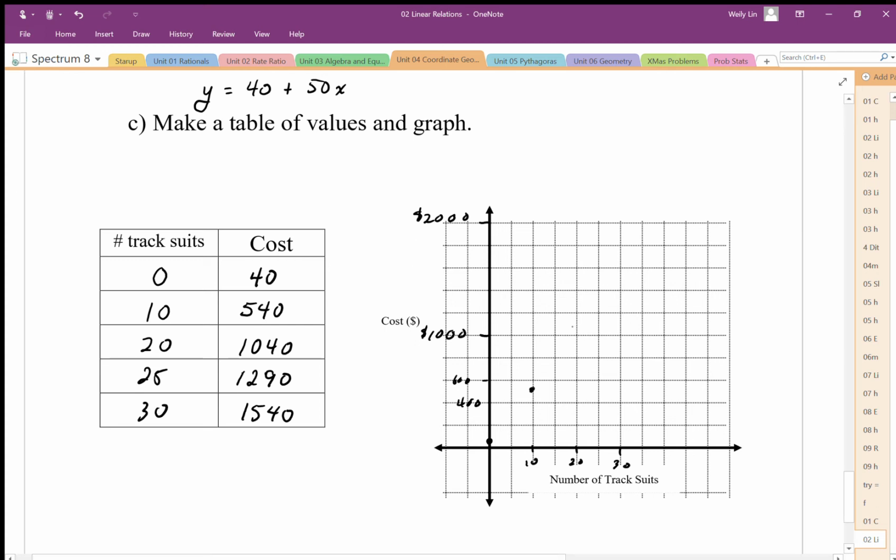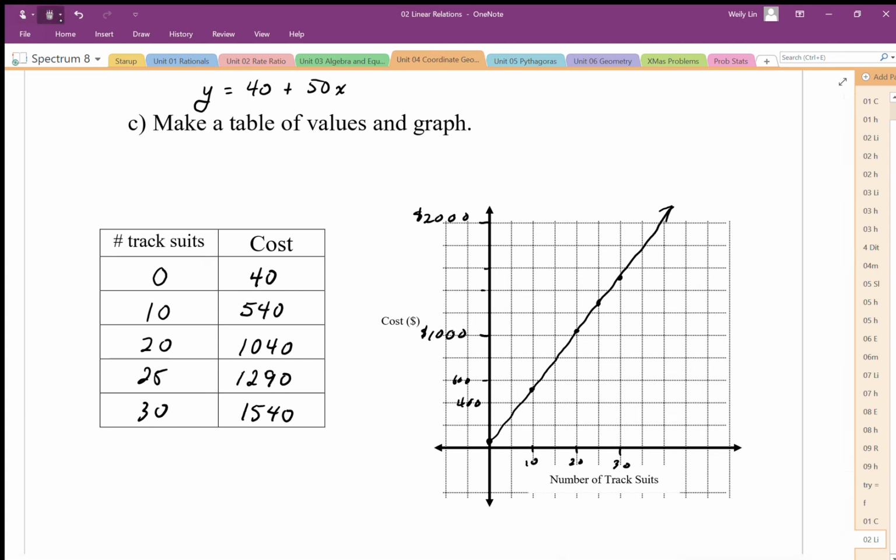Okay, and it looks like my points are starting to line up, which is what I should be expecting. If they don't line up, then we should be double checking our work. 25 tracksuits is 1,290, so that's going to be close to 1,300, so somewhere around there. 30 tracksuits was 1,540, so this is going to be 1,400, 1,600, so maybe somewhere around there. Okay, and again, notice that's all lining up in a straight line. The points really are arbitrary. We really want to get that straight line pattern. That's what we're looking for.